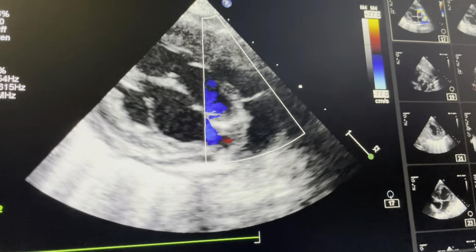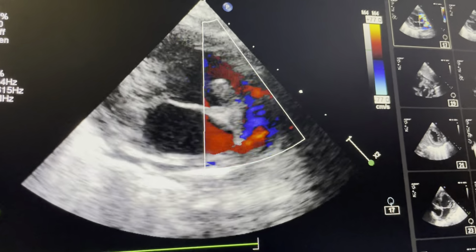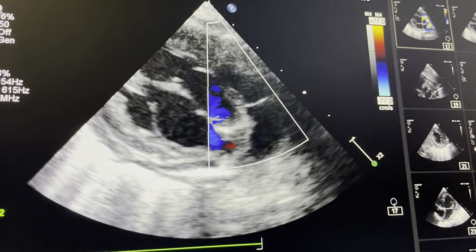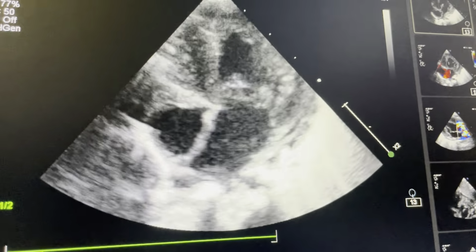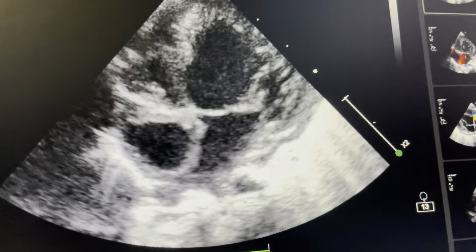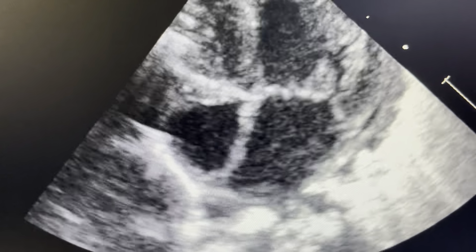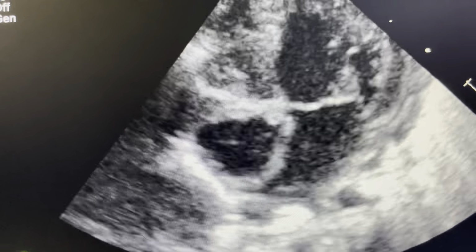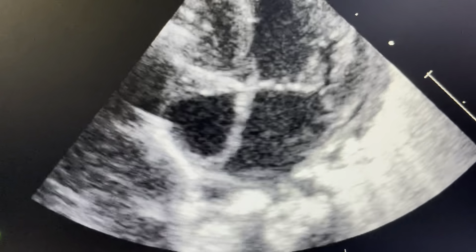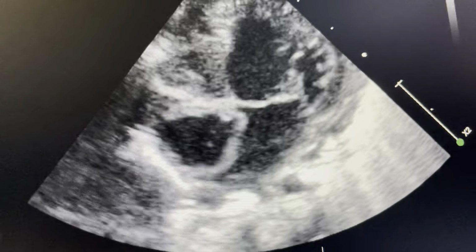The case is quite interesting. You can see the VSD, blood going from the left ventricle to the right ventricle. This is tricuspid valve atresia. At the location where the tricuspid valve is situated, you see a thickened echogenic structure; the tricuspid valve is not formed. The valve is not at all formed. That is called tricuspid valve atresia.